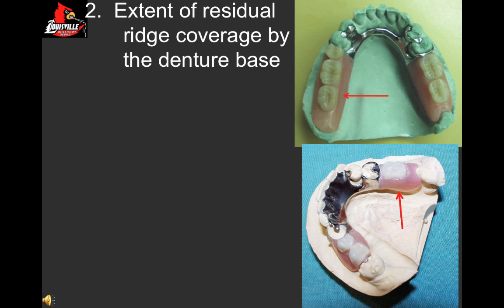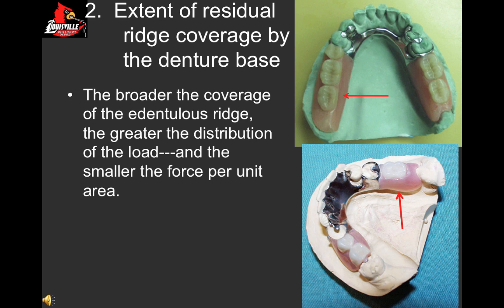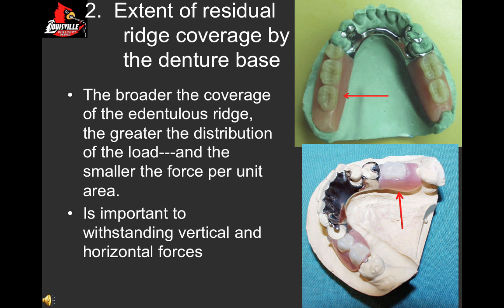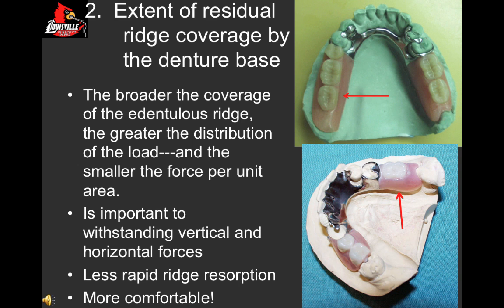As a rule, the broader the coverage of the edentulous ridge, the greater the distribution of the load, and the smaller the force per square unit of measure. It's also important to have a greater surface area in order to withstand vertical and horizontal forces. There is also less rapid ridge resorption that results when the loads on the bone are reduced by having a larger area of base in contact with the tissue. It is also more comfortable when there is more coverage of the bone.